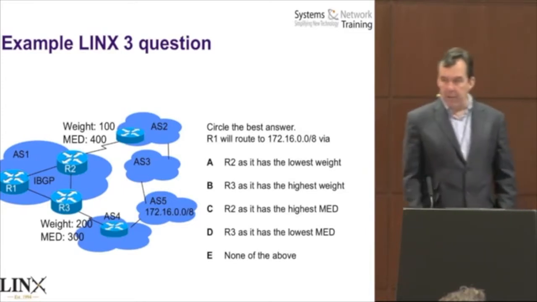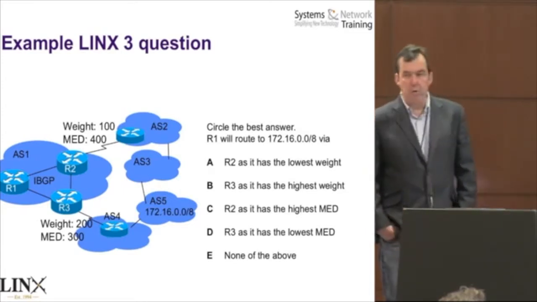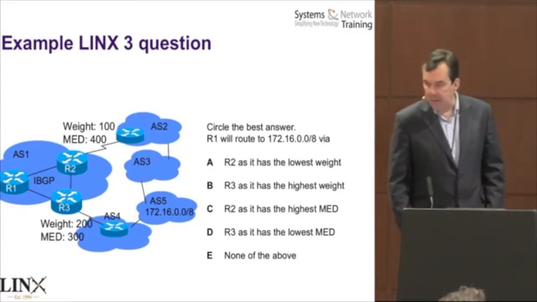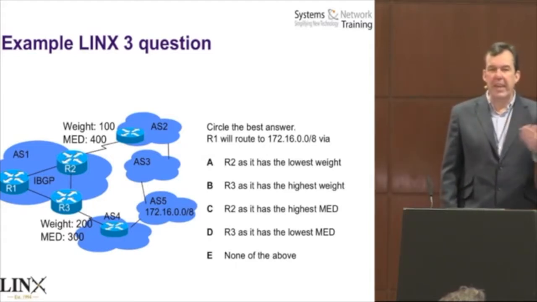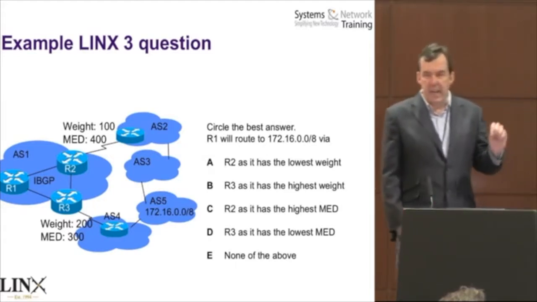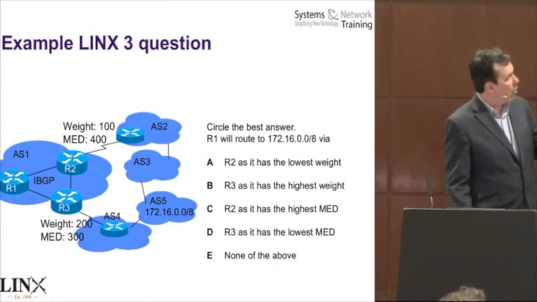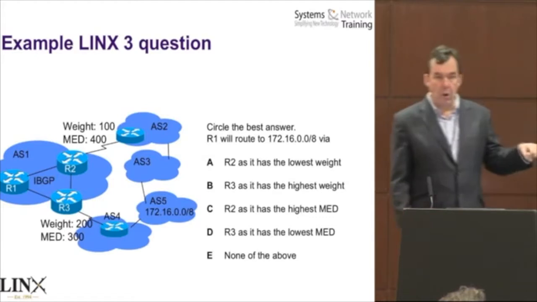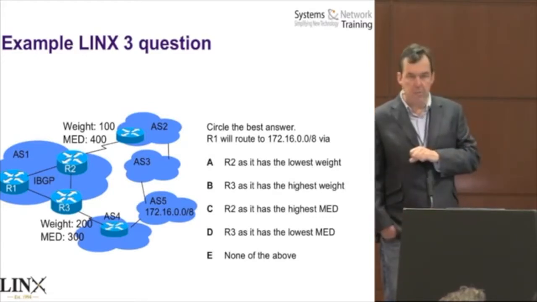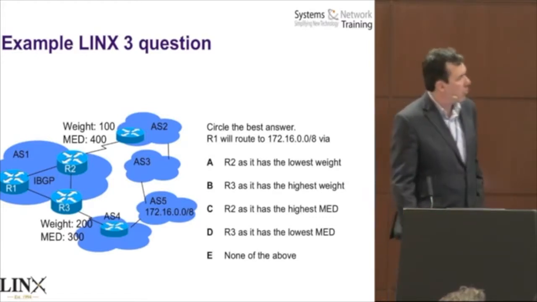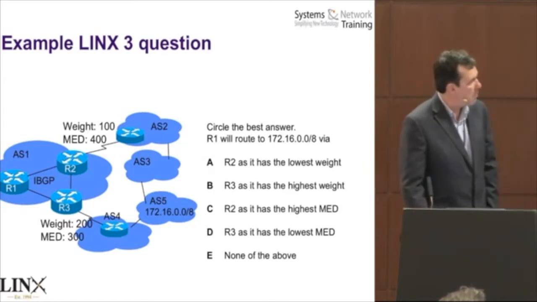So again, you might think, oh, the weights, but if we're on router 1, weights are implementation specific. So one thing is, if it's implementation specific, it shouldn't go out on the wire, and therefore router 1 will not know the weight that R2's got or the weight that R3's got. So the weight is absolutely irrelevant, and therefore A and B are wrong.